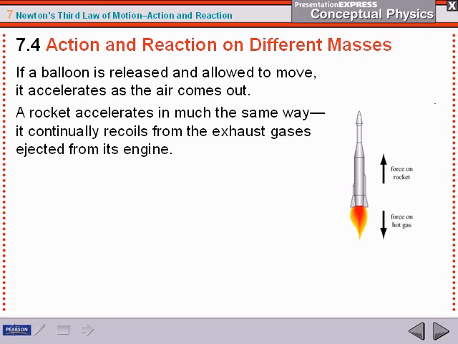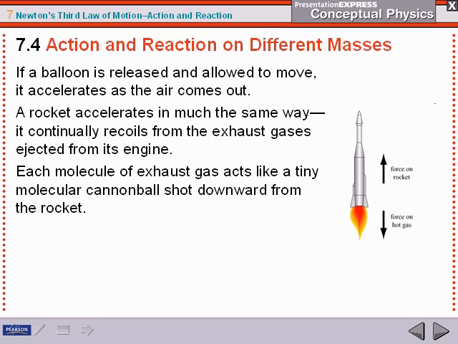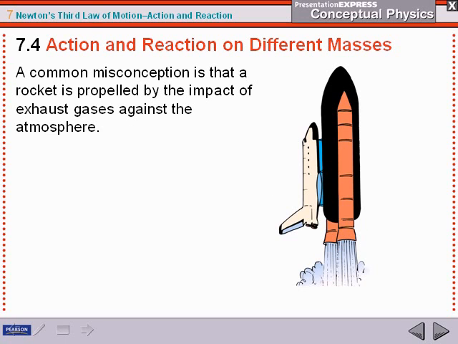Now, this is not that much different than a rocket ship. What happens with the rocket is that they have a gas in the back that is exhausted, ejected from the engine of the rocket, and there's a force on the gas. The gas then places a force back on the rocket, and the gas goes one way, the rocket goes the other way. So you can think of each molecule of the exhaust gas like a tiny cannonball shot in one direction, and then the rocket will go in the opposite direction.